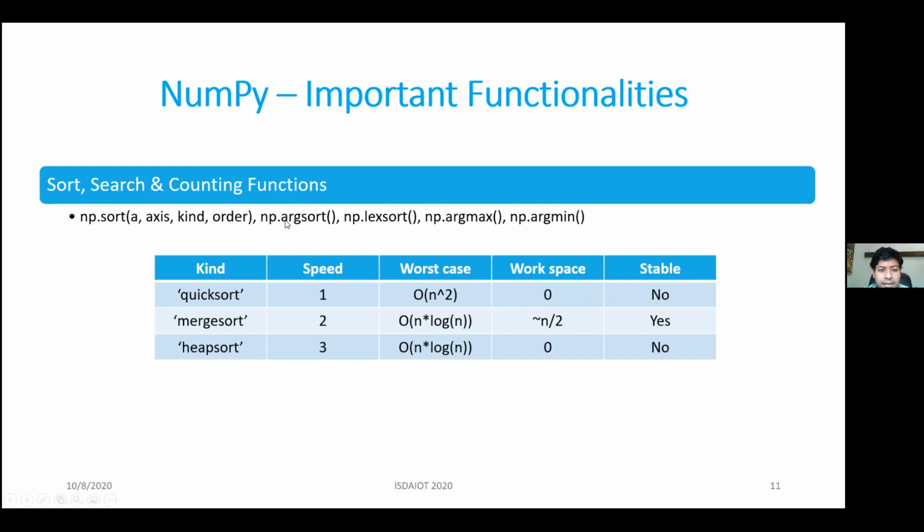There is another interesting function, argsort. Argsort actually returns the indices of the data. Once we have sorted the data, argsort gives the original positions in the array of the main data structure. Similar for argmax, argmin, and so on. We'll see some of the operations when we go to the Jupyter Notebook segment.